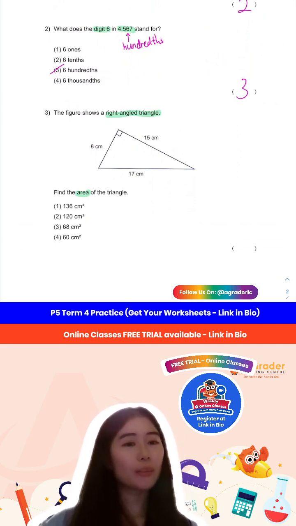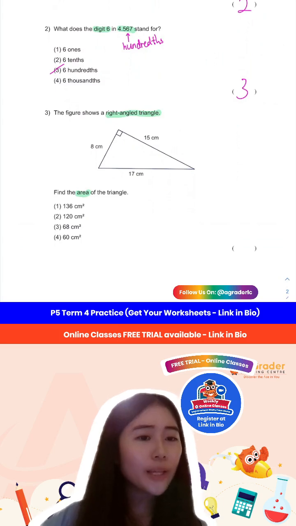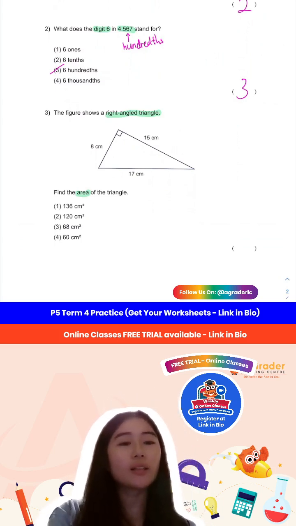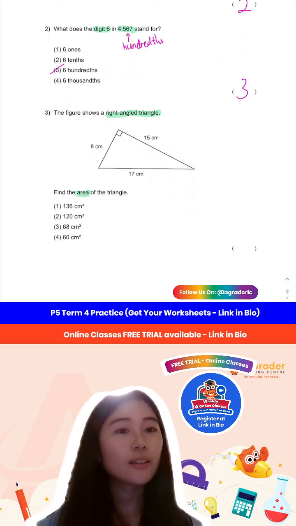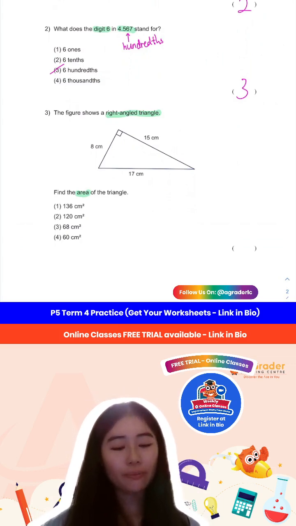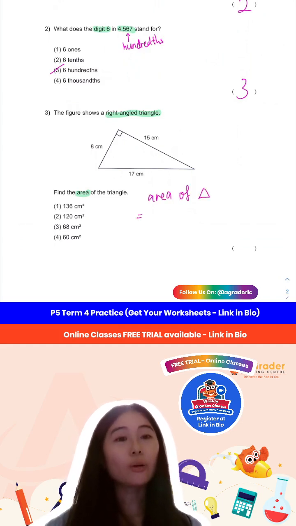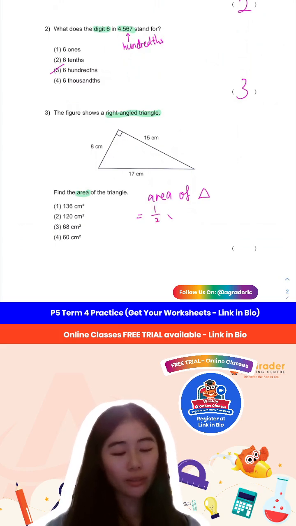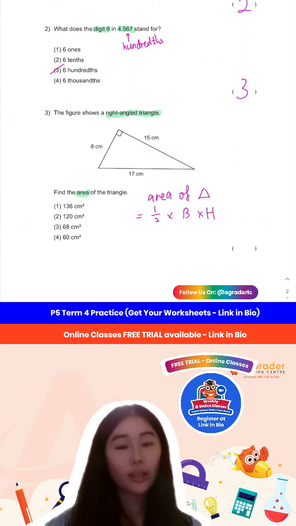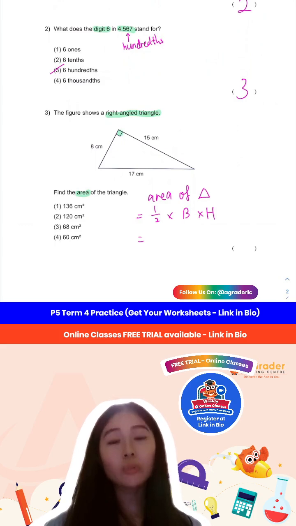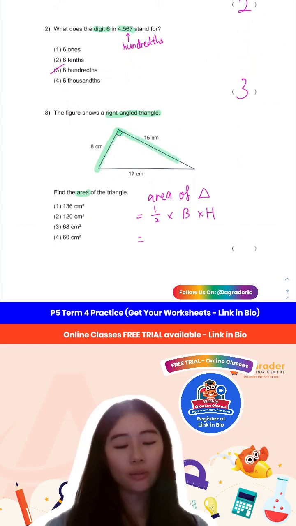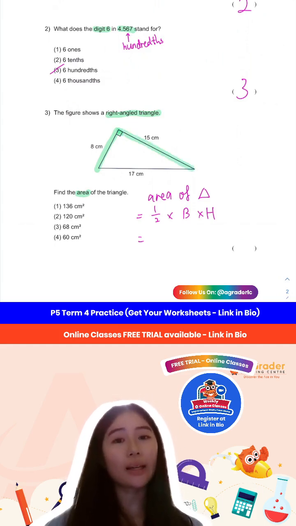Okay, so it seems like most of you are done. King Boo, you say half base times height. Oh, okay, yeah. That's the formula, right? Yeah, okay, great. That's correct. So for area of a triangle, yes, the formula is half times base times height. And between the base and the height, there must be a right angle. So in this diagram, you do see the right angle. That means that you are supposed to use 8 and 15 as the base and the height.